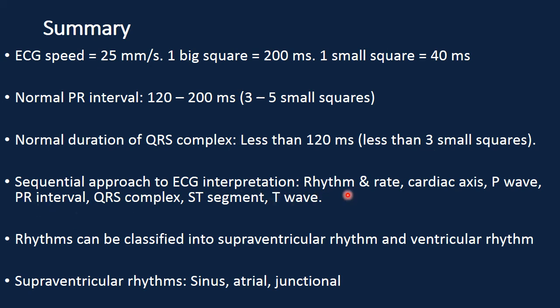Just calculate the rate and rhythm, then look at the cardiac axis, then afterward follow the wave of the ECG to interpret. And rhythm is the part of the heart where the wave of depolarization starts from. And rhythm can be classified into supraventricular and ventricular rhythms. Supraventricular rhythm is divided into sinus, atrial, and junctional rhythms.